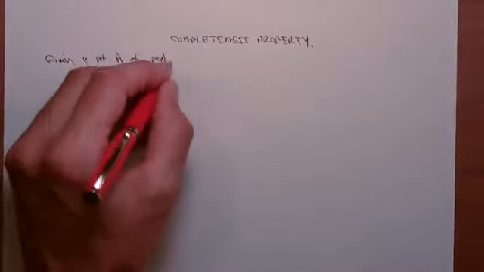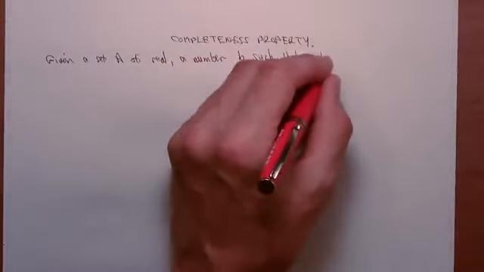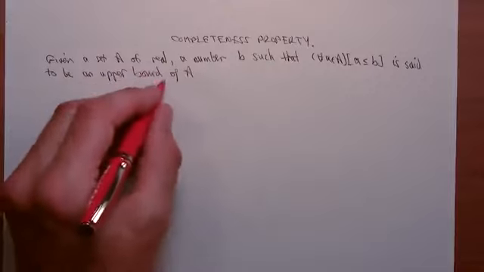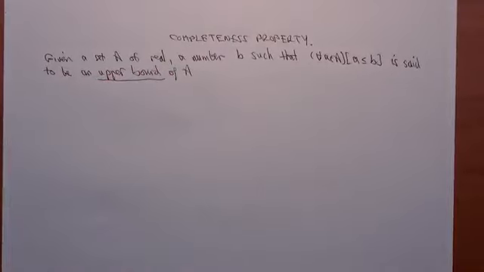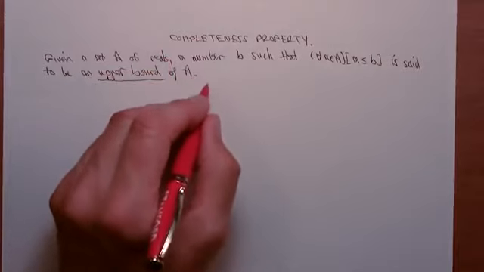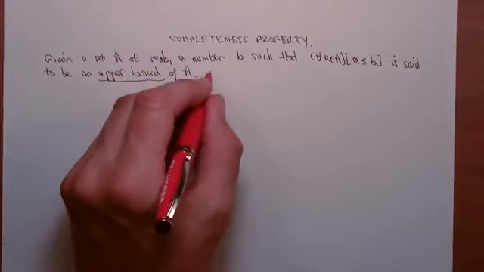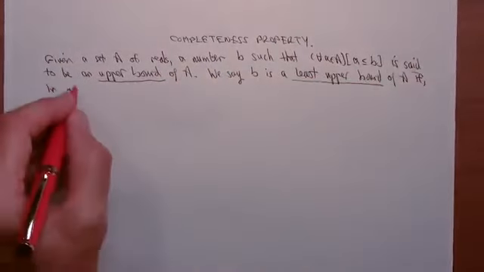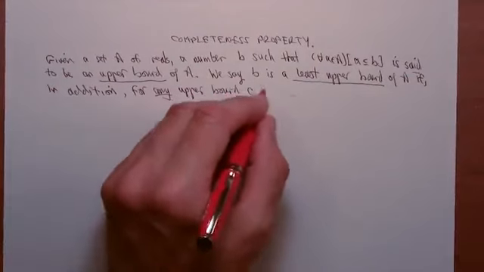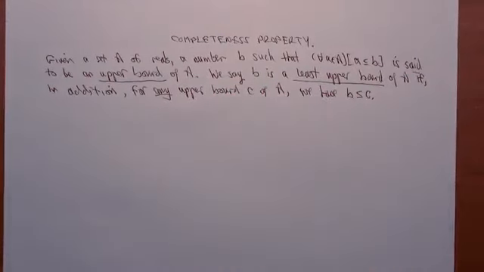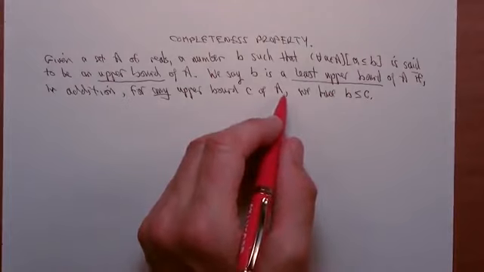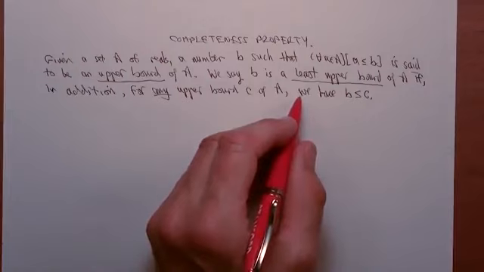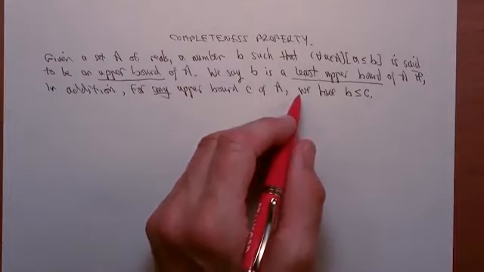Given a set A of reals, a number B such that for all a in A, a is less than or equal to B, is said to be an upper bound of A. We say B is a least upper bound of A if, in addition, for any upper bound C of A, we have B less than or equal to C. Well, duh. What else would a least upper bound be? It's the least one. It's an upper bound and it's the least one. Why am I making such a big deal of this?